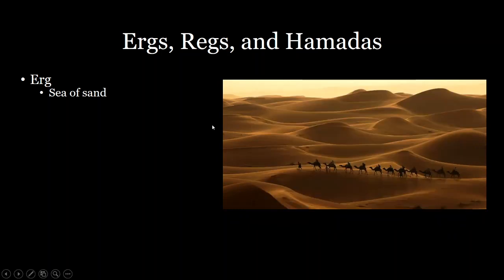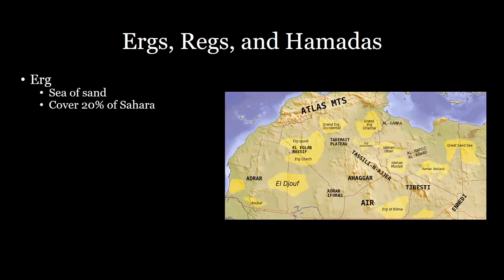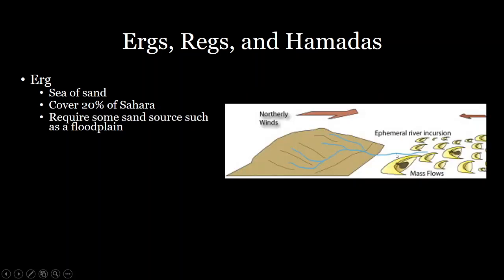Ergs make up a significant portion of desert areas outside of polar regions. Within the Sahara, they cover about 20% of the Sahara. You can see all of the different ergs that are present in yellow. And so ergs require a good amount of sand to sustain. Usually that sand comes from a mountain range or a floodplain that has that sand blow into a valley region where you can have a large dune field, such as this.